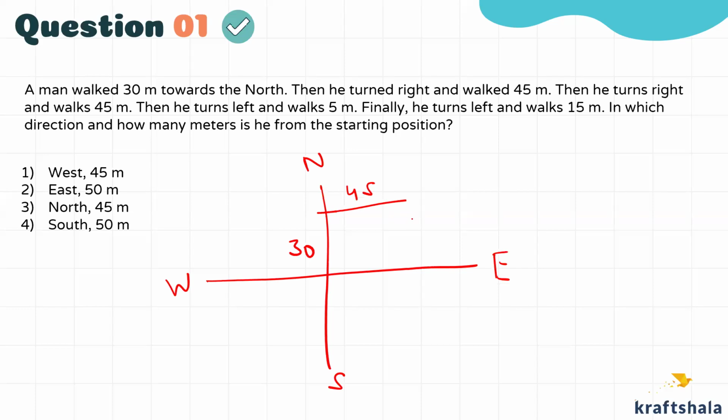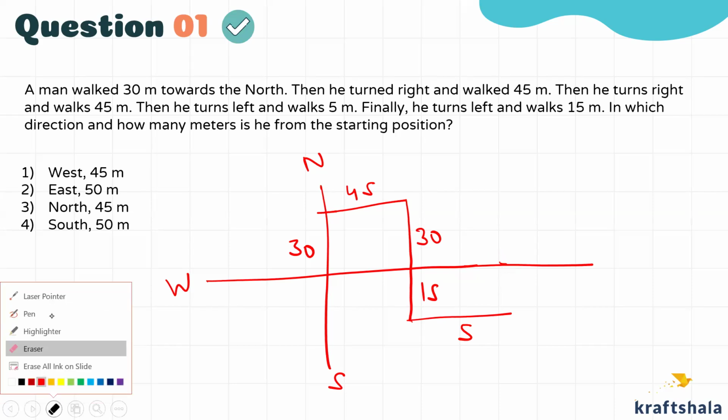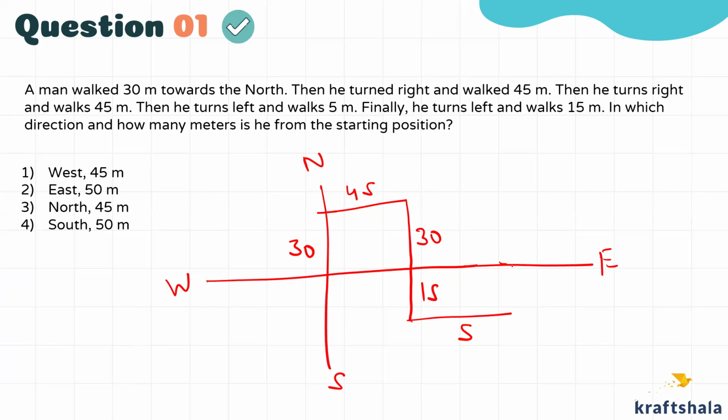So look, whenever you turn right from this line, it's 45. One way is to write 45 here. But then it will become confusing whether 45 is this part or the entire part. So always write by breaking. So this is 30, this is 50. Okay, 45. Then he turns left and walks 5. Turns left and walks 5. Finally, he turns left and walks 15 meter. So let's stretch it a bit. So he turns left and walks 15 meter.